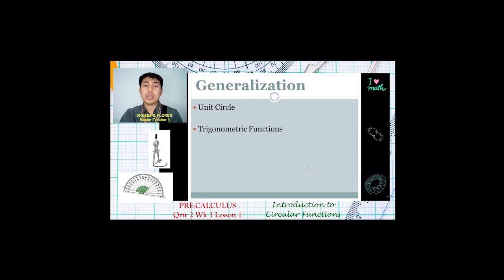Then we have introduced our circular functions, the 6 trigonometric functions. The value of your sine is equal to y. The value of your cosine is x. The value of your tangent is y over x. And of course, get the reciprocals of those. Reciprocal of sine is cosecant, reciprocal of cosine is secant, and reciprocal of tangent is cotangent.